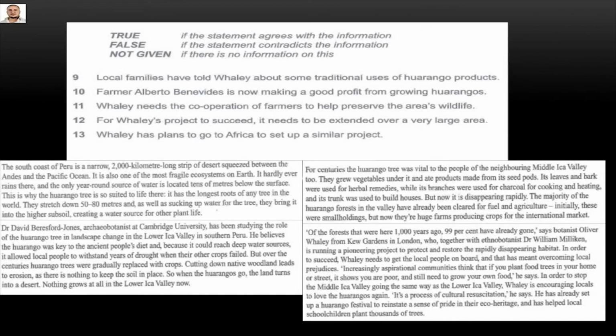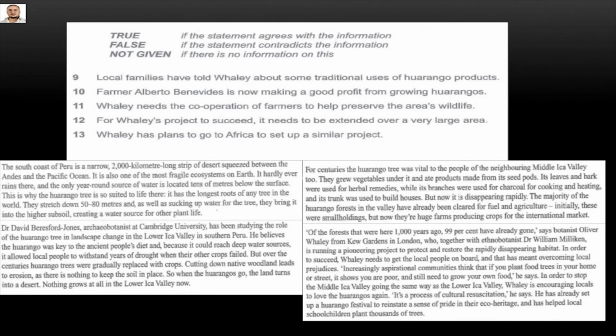Farmer Alberto Benavides is now making a good profit from growing Horangos. Wally needs the cooperation of farmers to help preserve the area's wildlife. For Wally's project to succeed, it needs to be extended over a very large area. Wally has plans to go to Africa to set up a similar project. Okay, we have 1, 2, 3, and 4. I've read the first 3 paragraphs. I haven't found anything about Wally or Alberto Benavides, so I don't have to reread them. I just go on with it.